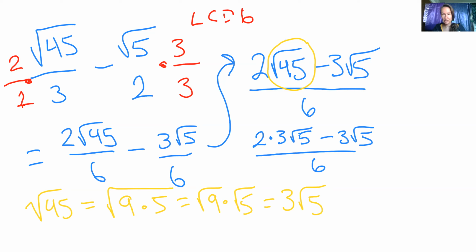So we've got 6 root 5s minus 3 root 5s. And in the end, we're just going to have 3 root 5 over 6. And then very last, we want to simplify this fraction. The 3 over 6 will simplify to 1 over 2. And so our final answer is going to be root 5 over 2.